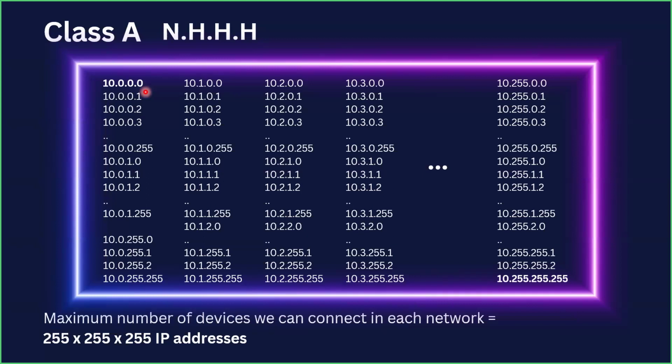Class C, only 255 devices. Class B, 255 into 255 devices. And class A, finally, 255 into 255 into 255 devices. Much larger network. Logically speaking, this is possible, guys. In practicality, it's not. But this is what the significance of each class is.